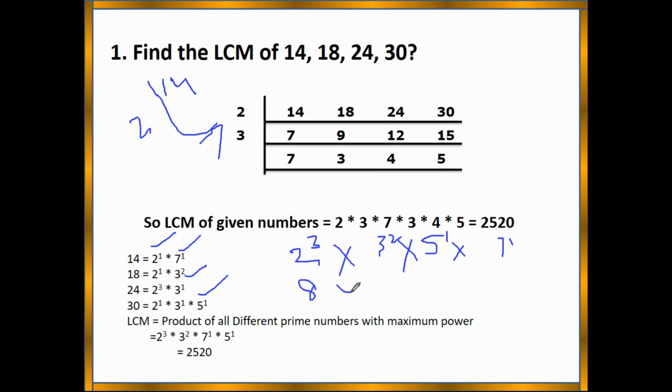So 8 9s are 72 into 7 5s are 35. 72 into 35. Do it fast. That is the meaning of multiplication of all different prime numbers with maximum power: 2520. Two five two zero. Yes.